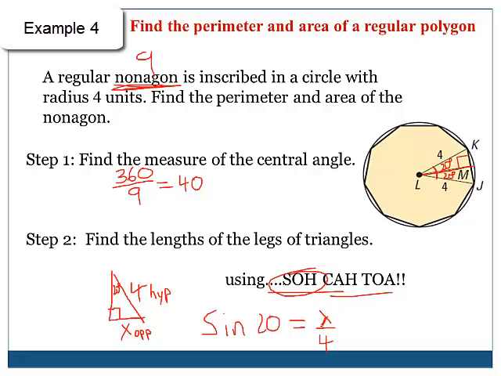When you solve this, you get half the side length is roughly 1.37. So if I need to find the entire side length, which is twice what I just found, I multiply that times 2, which gives you 2.74. So 2.74 is the length in units of my leg.